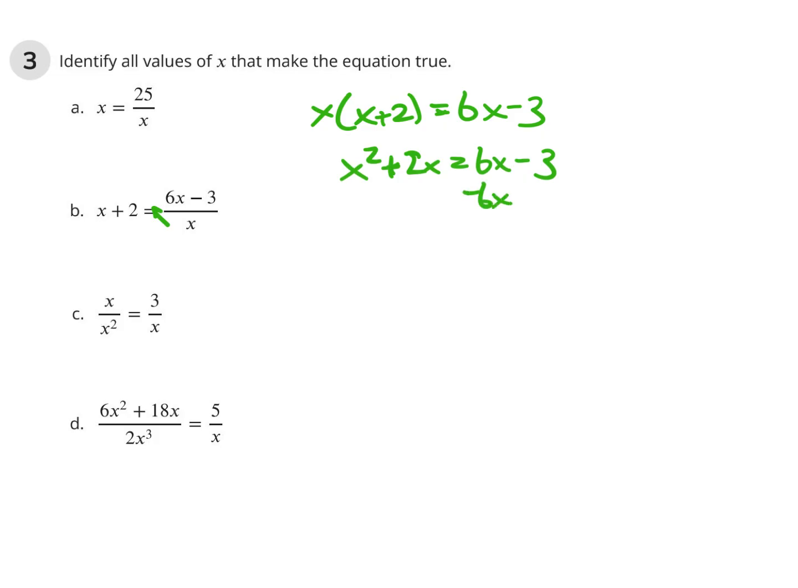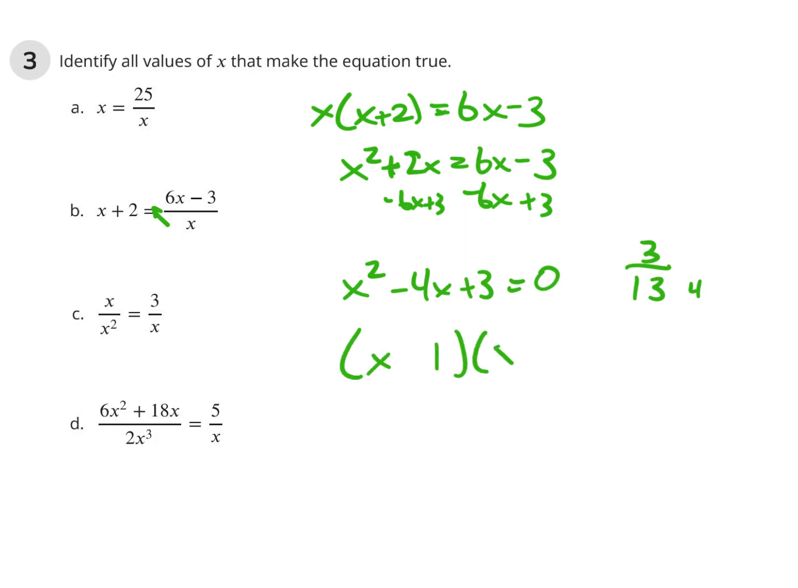So I'm going to subtract 6x. I'm going to add 3 to both sides. I get x squared, 2x minus 6x is minus 4x, plus 3. I have it equal to 0 because I moved everything off the right. Now, I take my factors of the third term. They happen to add to 4, so this is easily factorable.